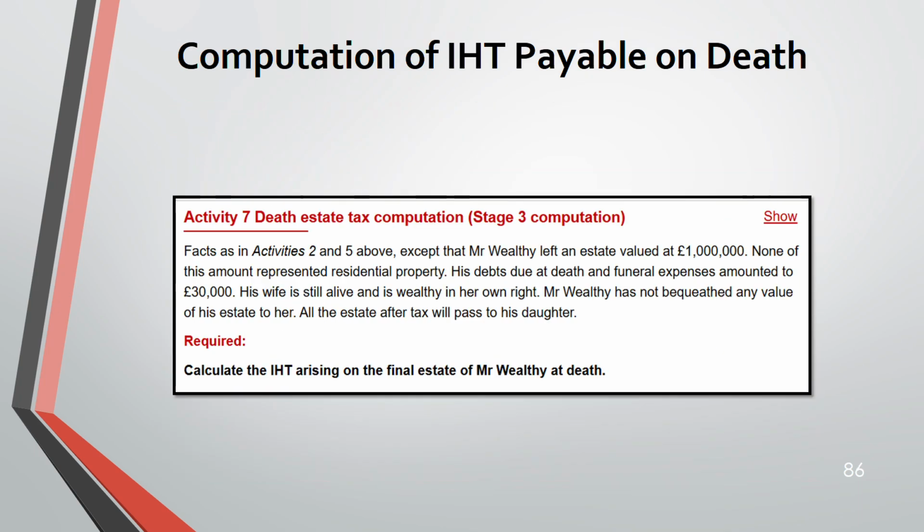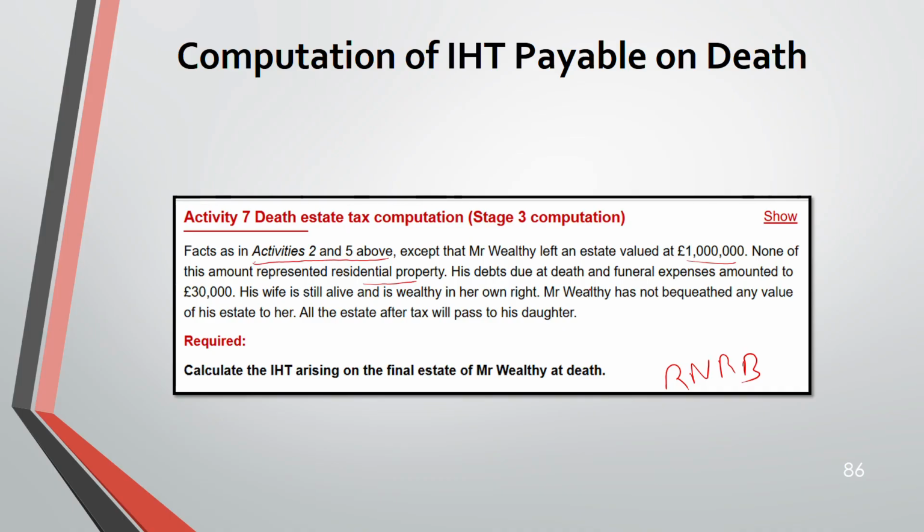Now activity 7. You have to calculate the IHT arising on the final estate of Mr. Wealthy at death. You have to use the facts in activities 2 and 5, except now he is leaving an estate valued at 1 million. None of this amount represents residential property. What does it mean? You are not eligible for the residence nil rate band because there is no residential property. You should have a residential property to get the residence nil rate band.